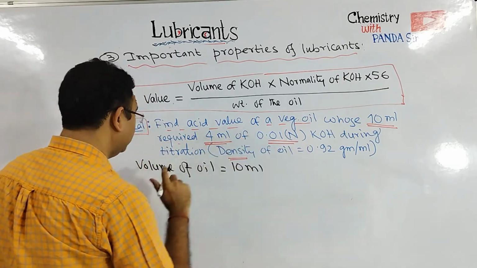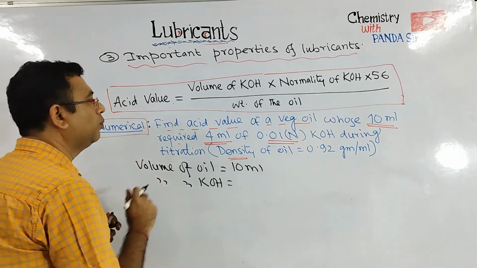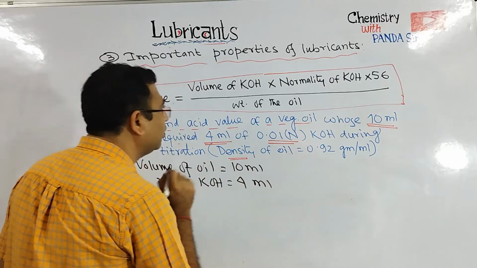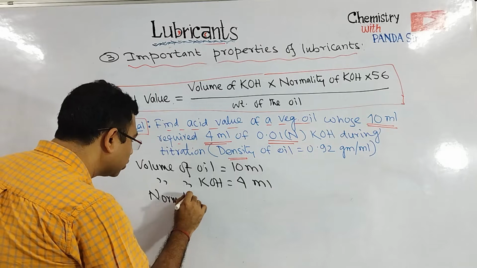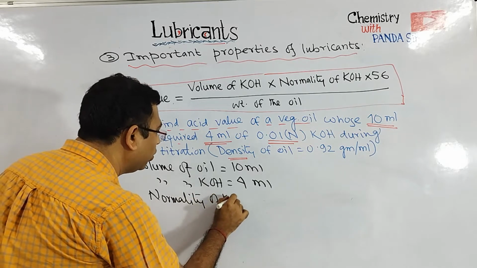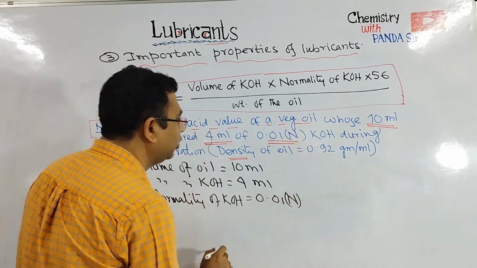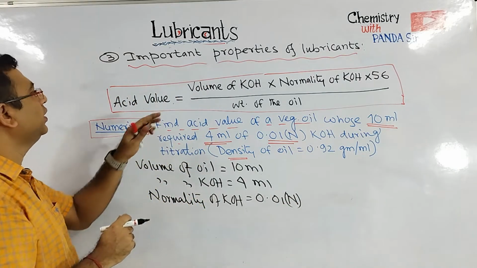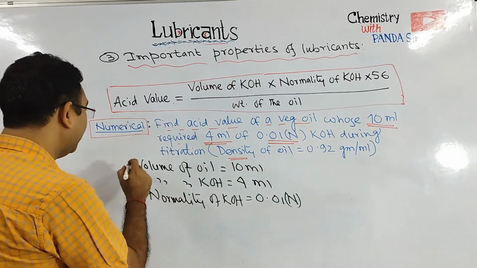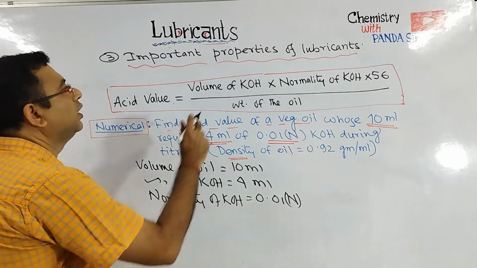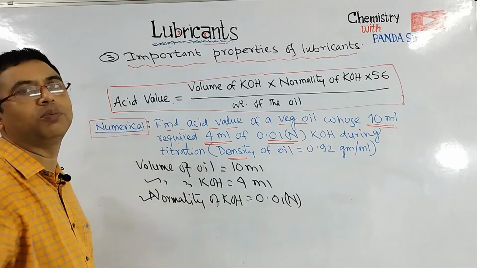It required 4 ml, so that is the volume of KOH. Volume of KOH is 4 ml, that is given. Normality of KOH is also given, 0.01 normal. Now if you see that this is our working formula, acid value is volume of KOH. We have the volume of KOH here. Normality of KOH we also have. Then we don't have the weight of the oil directly.